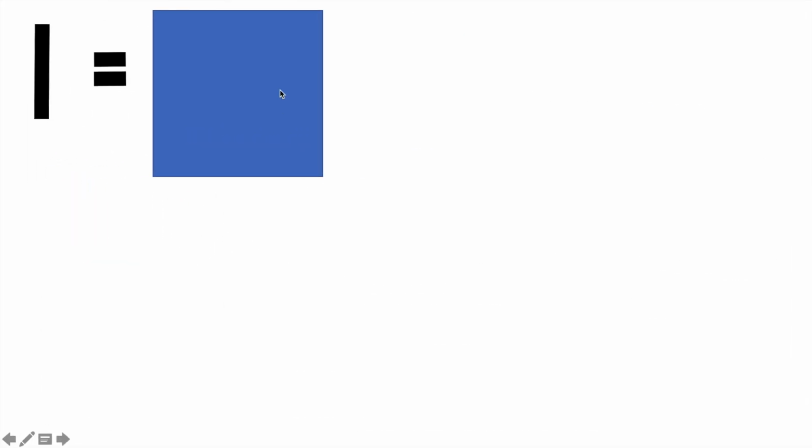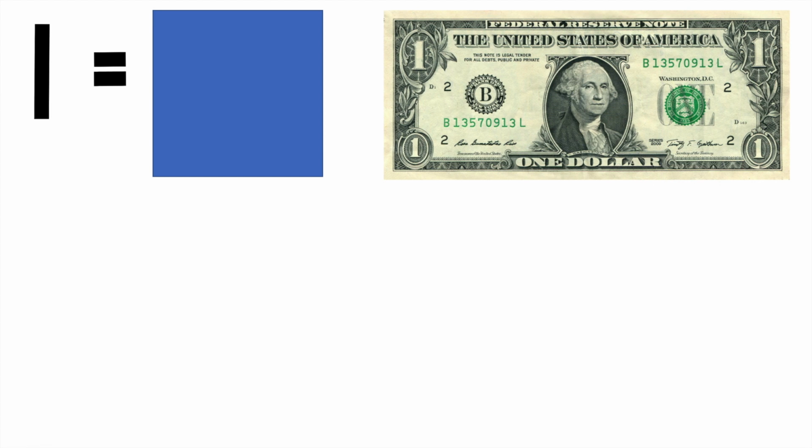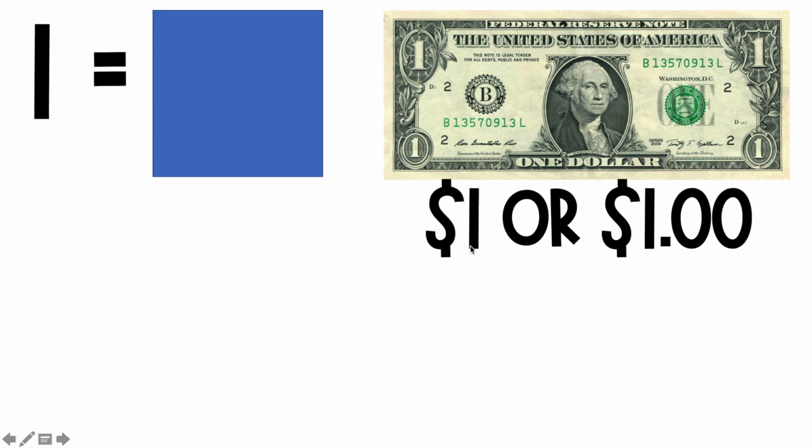So this square, this full block, represents one whole. But another way to represent one whole would just be a dollar bill. It is one whole dollar, right? You write it like this: 1 or $1.00. Either way, it represents one whole. You have a full dollar. So we've made that comparison. One whole can be represented either as a full block or as a dollar bill.